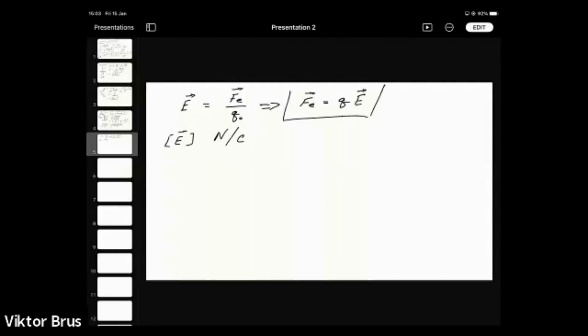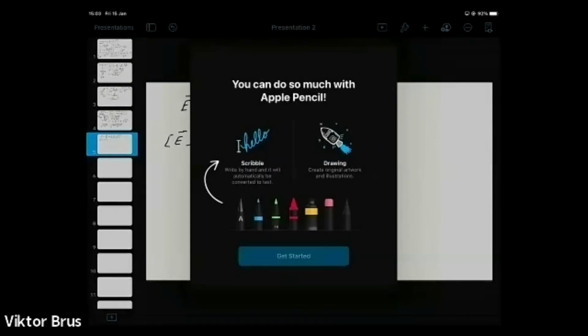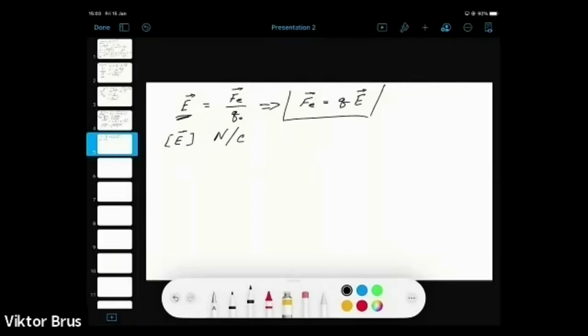Let us continue working. So last time we introduced electric field at the end of our previous online lecture, and we highlighted that there is a direct relationship between the electric field vector and Coulomb force.